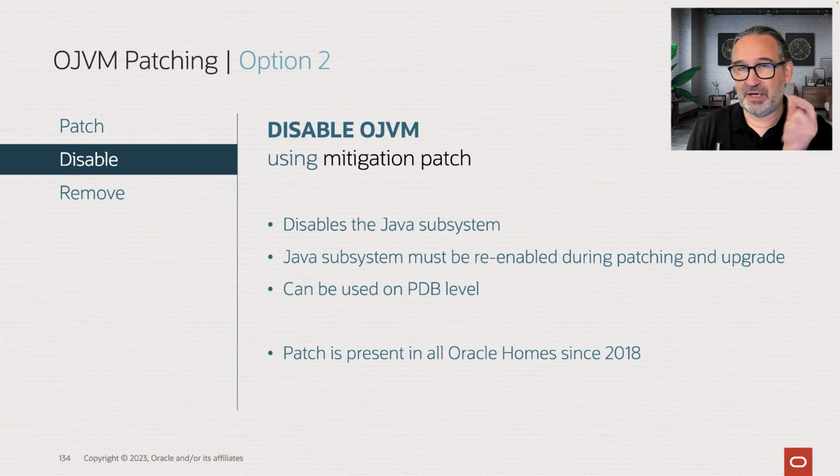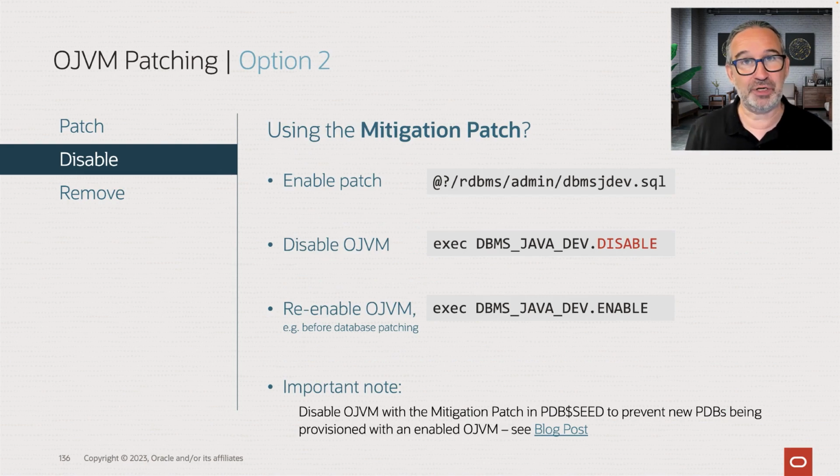It has only one tiny flaw. The flaw is basically, before you apply the next patch, you must disable the mitigation patch, which then enables the Java subsystem. Then you patch, and once you're done with patching, you must not forget to enable the mitigation patch again, which disables the Java subsystem. You can use it also on a PDB by PDB level. That's possible.